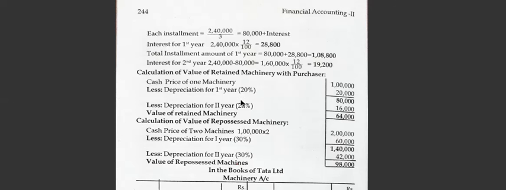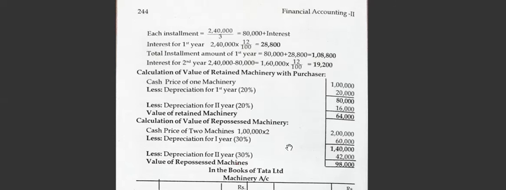Now Tata's depreciation how much? 20%. That rate we have to take. So depreciation for the first year, 1 lakh into 20%, it is 20,000, 80,000 remaining. Depreciation for the second year, 20% on 80,000, you will get 16,000. So the remaining value is 64,000. This is the value remaining, that is the retained machinery. Okay, 64,000 is the retained machinery value.